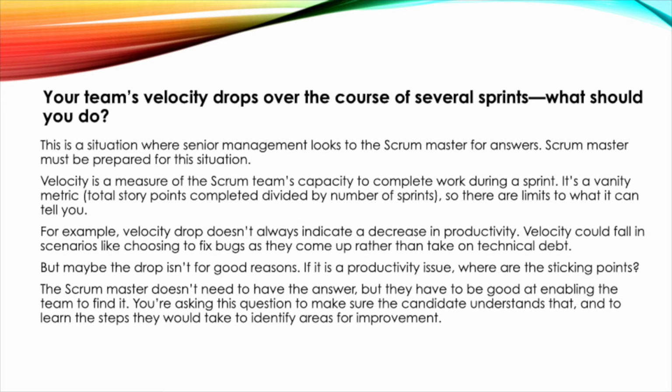Your team's velocity drops over the course of several sprints. What should you do? This is a situation where senior management looks to the Scrum Master for answers. Scrum Master must be prepared for this situation. Velocity is a measure of the Scrum team's capacity to complete work during a sprint. It's a vanity metric, total story points completed divided by number of sprints, so there are limits to what it can tell you. For example, velocity drop doesn't always indicate a decrease in productivity.